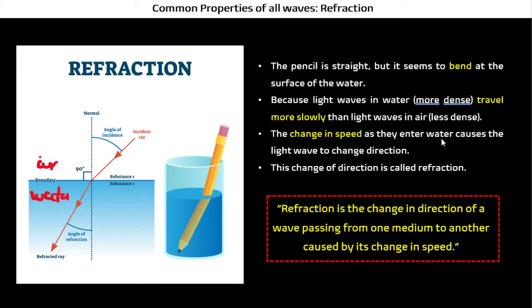That's why light waves are going to travel much more slowly than in air, because in a dense medium where there are a lot more particles, your speed of light will become slower, and this will cause a change in direction, and that change of direction is what we call refraction. So this is a very simple definition that you can study for your exam.